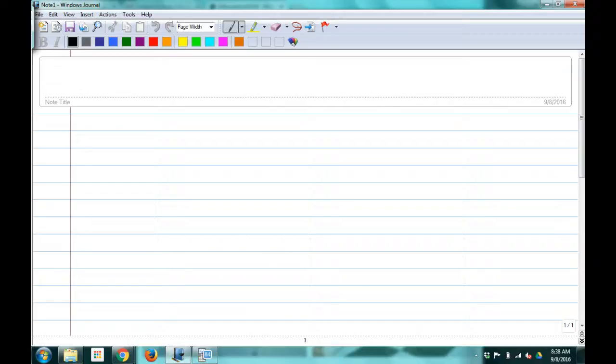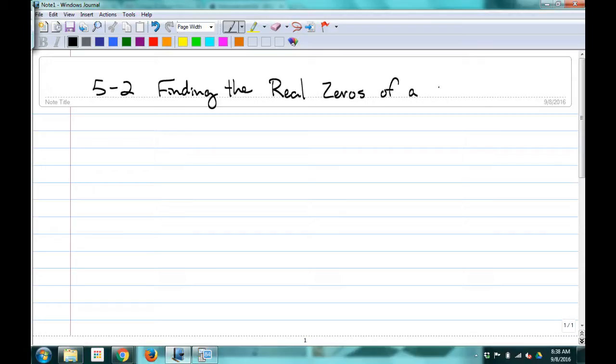All right, section 5.2, finding the real zeros. In this section, we're not going to find the complex zeros. When I say real, I don't mean they exist. They do exist, but I mean real numbers, not having an i involved. So we're not going to worry about the complex numbers in this section. We'll do that in the next section.